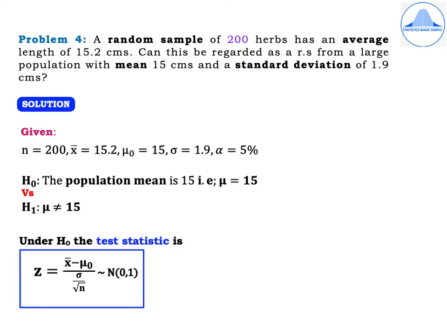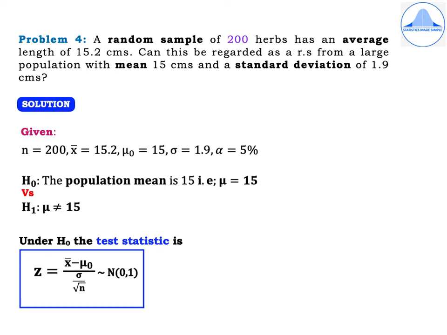Now we should be able to obtain 4 values from the given problem. Now the first sentence already starts with the word random sample. So from the first sentence, under solution write given, we get n equal to 200, and the average length of herbs in the sample is 15.2 centimeters, means the average is nothing but the mean. So x bar is equal to 15.2 centimeters. Now we have already obtained two values, that is n and x bar. Now what are the other two values which you require?